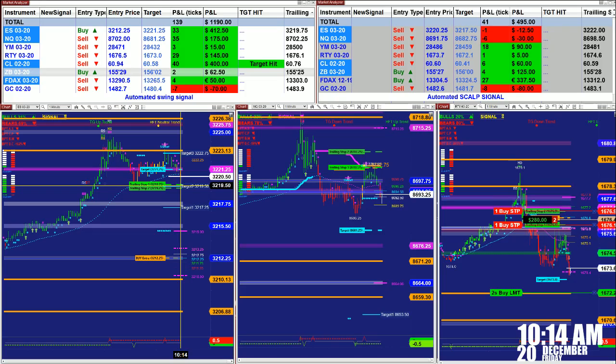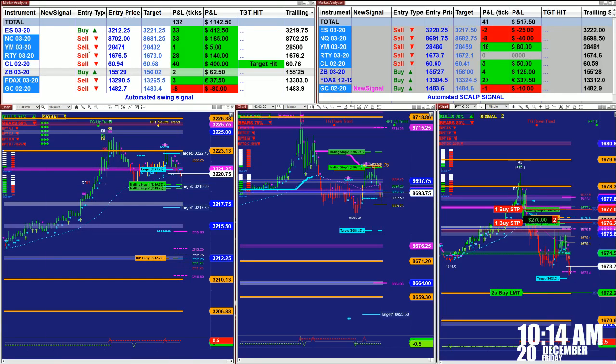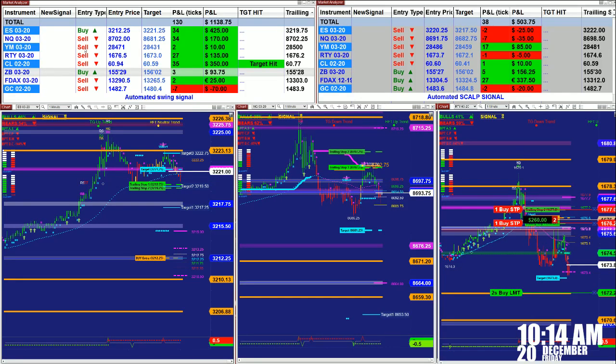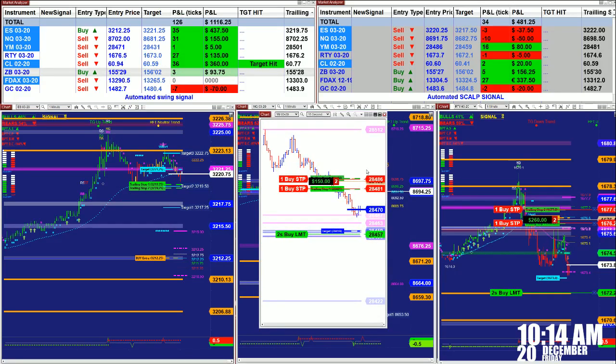If this ES is not going to go below the 32.19, there's a new signal on the YM. We just have fired a new signal. It's not going to do any good. It's going to fail if the ES refuses to give in. That's why I keep recommending to the guys.